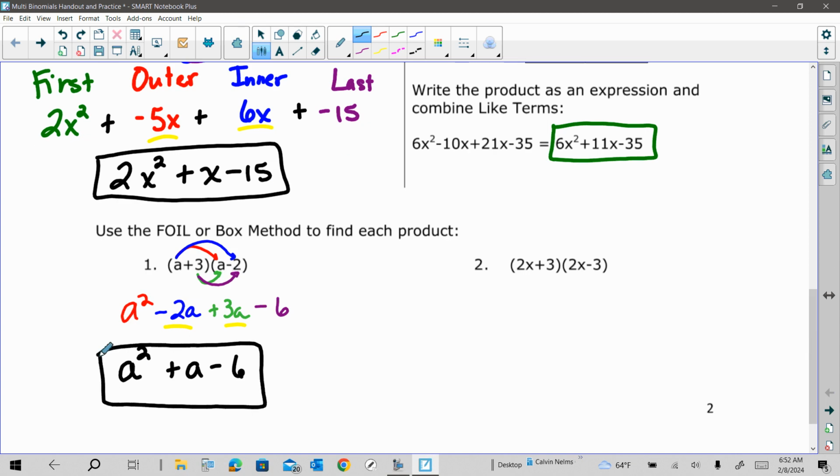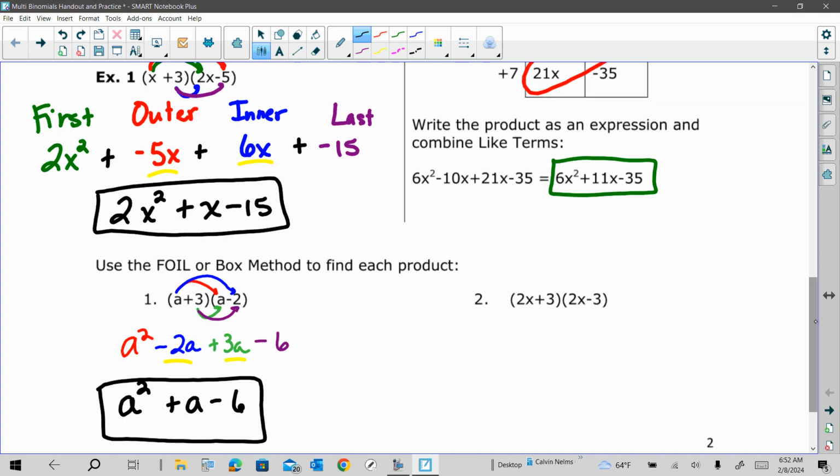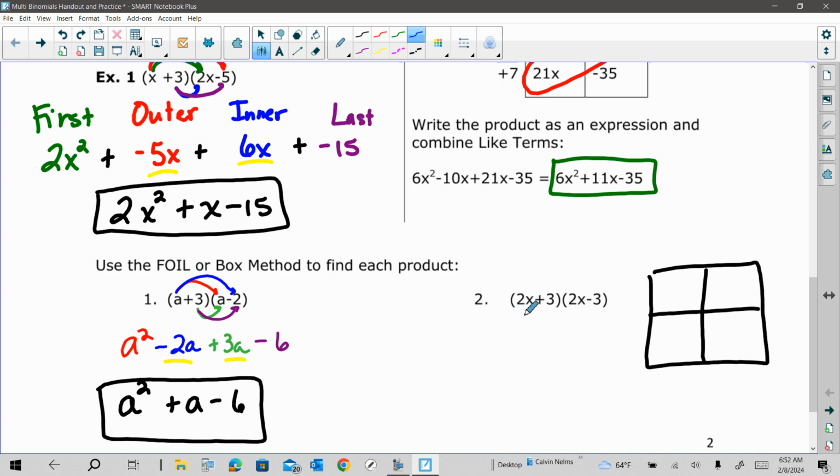Now you can use the box method if you want. I'm going to show the box method on number 2, or you can continue with the FOIL. So you can just check your answer. But I'm going to create my box, and outside the box would be the first expression, the binomial, which is 2x plus 3. And the next one is going to be 2x and minus 3. So now I'm just going to do the multiplication.